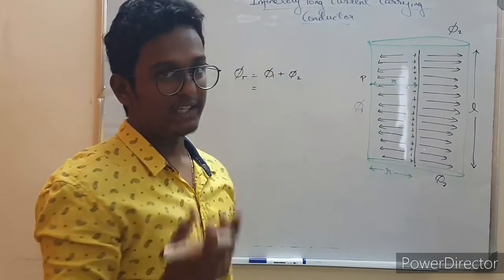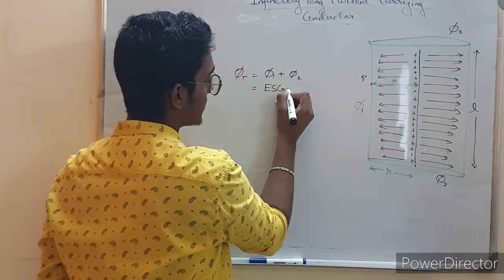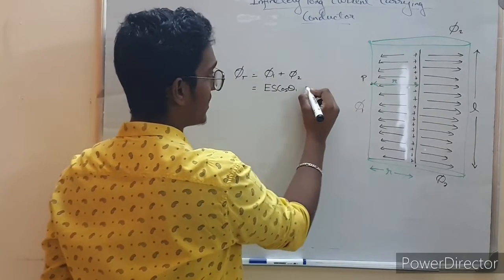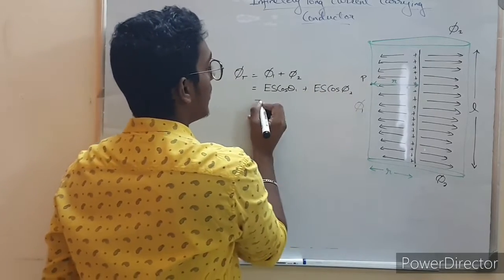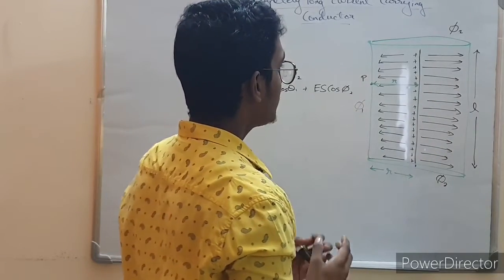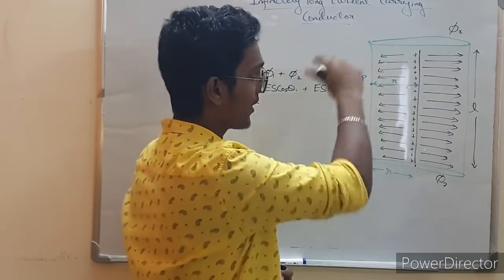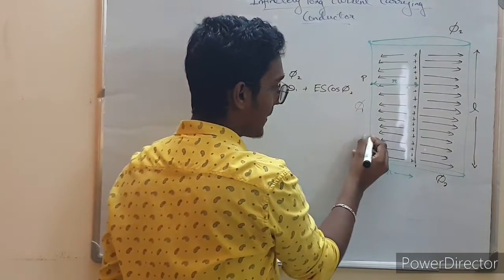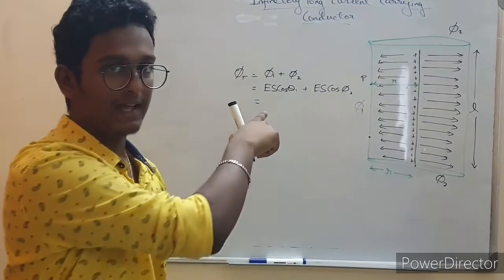And phi is ES cos theta, right? So ES cos theta, this is for the first one, plus ES cos theta for the second. Okay, let's first look at the curved surface area. If you take the curved surface area, you will notice that at any point, if you choose, let's say this point, the area vector, we are trying to determine the angle theta.